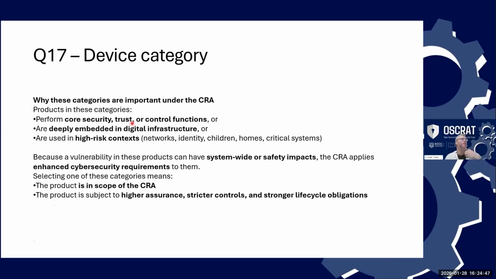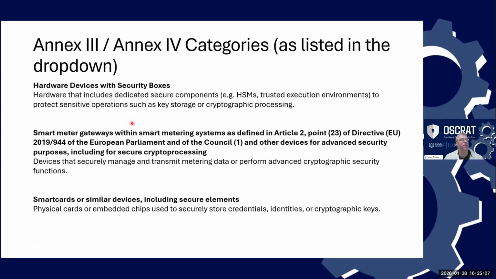And question number 17 is asking you which is the category of the product. So you need to categorize your device. It's a drop down, so read carefully and properly define it. You can find it in Annex 3, Annex 4, with the categories as listed in the drop down. This is how they appear in the drop down. I mean, you can say the categories are listed in order of appearance.